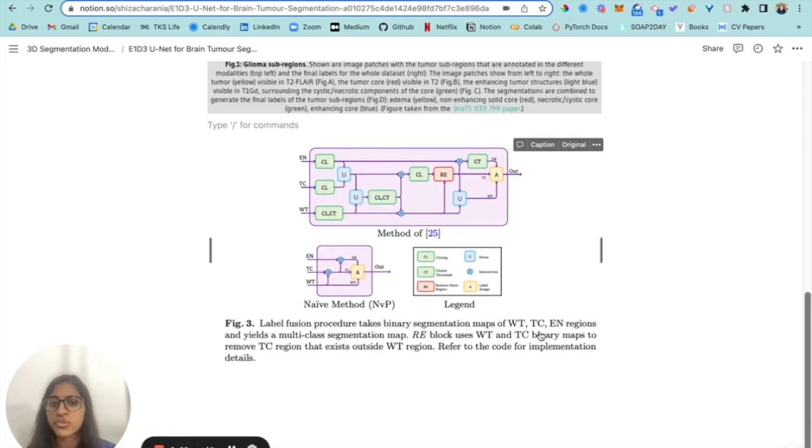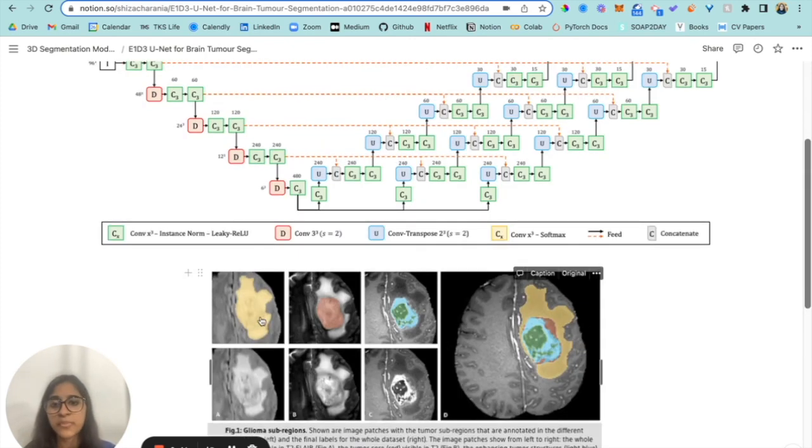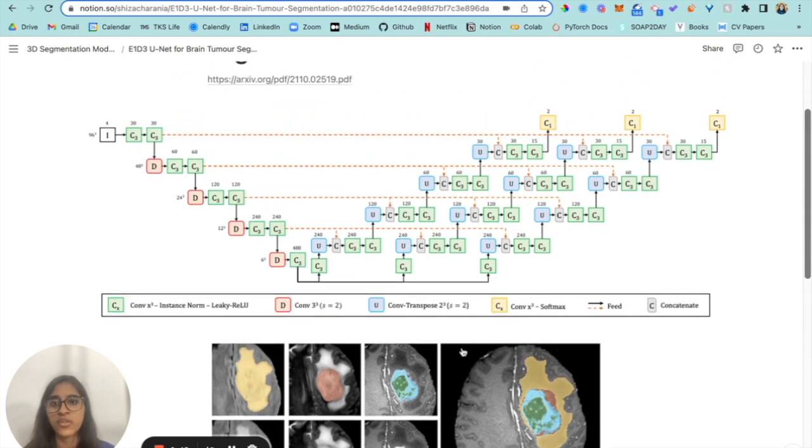To do that fusion, you have some sort of label fusion procedure that you would use. This model talked a bit about this too. It was a bit confusing to understand, but the very high-level picture is you're just adding all the binary segmentation maps that you have and trying to fuse them in a way so that you end up from something like these three to something like this. That's pretty much it for this model.